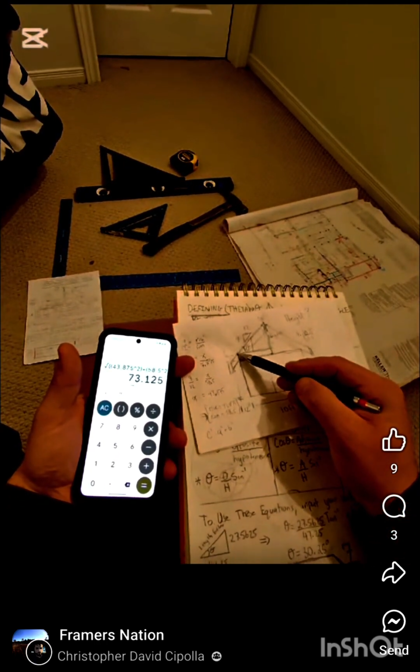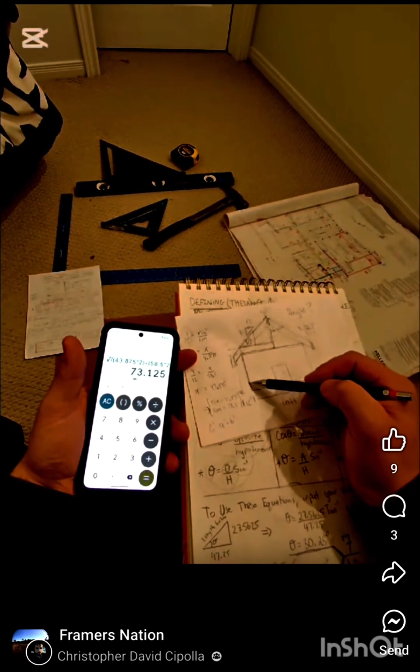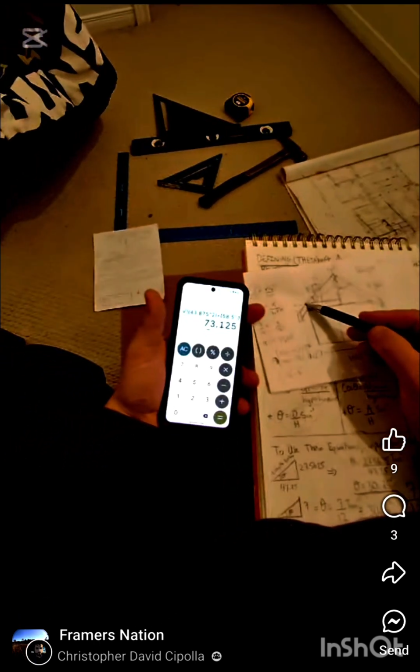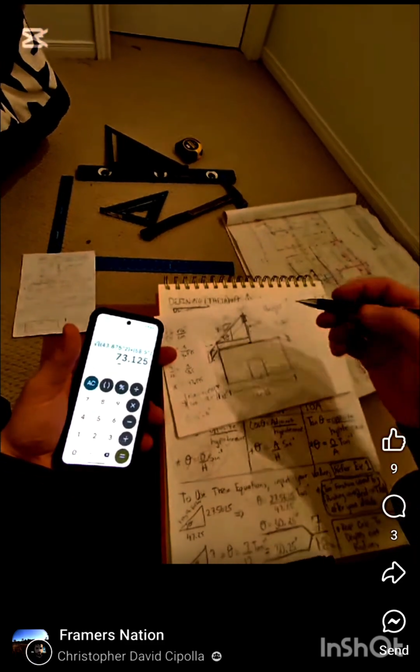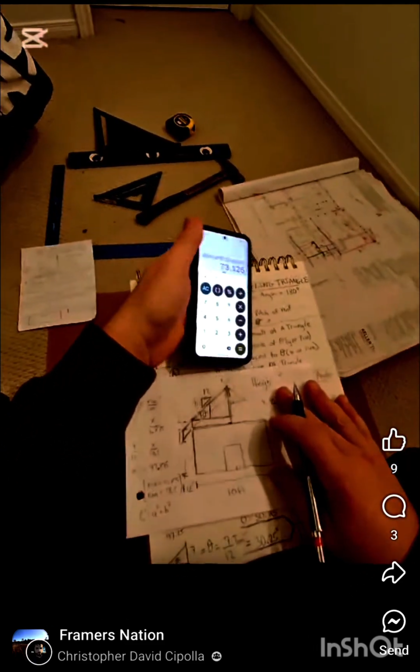So what we just did there was calculate where this point of the rafter is. Remember, it runs along the outside of the wall. We're calculating the distance from here to where it meets the ridge. So now you know that that is your rafter.